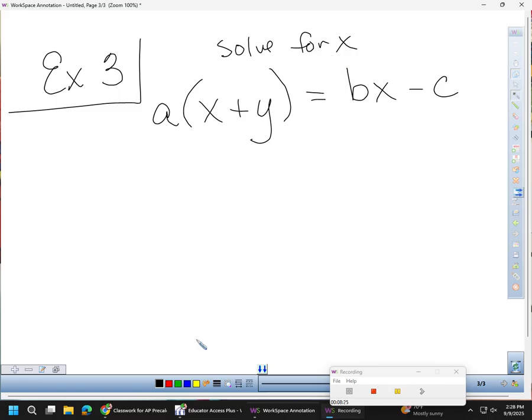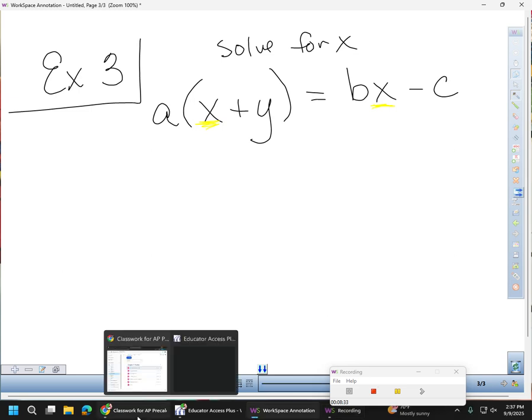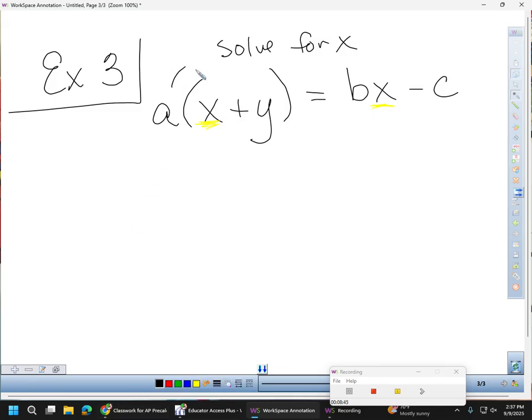All right, now you'll notice this time I have X's on this side and I have X's on this side. The idea is I need to get those all by themselves, right? So, think about our steps. First thing says, there's a parenthesis, distribute. So guess what we do? We distribute. Good.